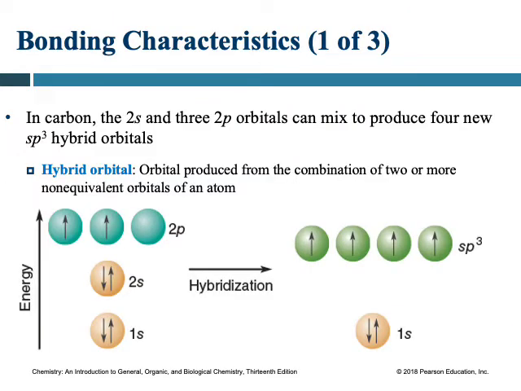Now let's talk about the bonding characteristics of the carbon atom. We know carbon belongs to the fourth group of the periodic table, and so it has 4 valence electrons. What does it mean by valence electron? Valence electrons are those electrons that actually take part in bonding, or forming a bond. So if carbon has 4 valence electrons, it can form 4 bonds.